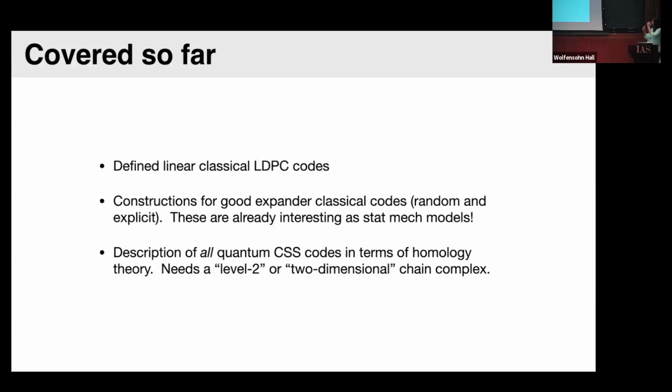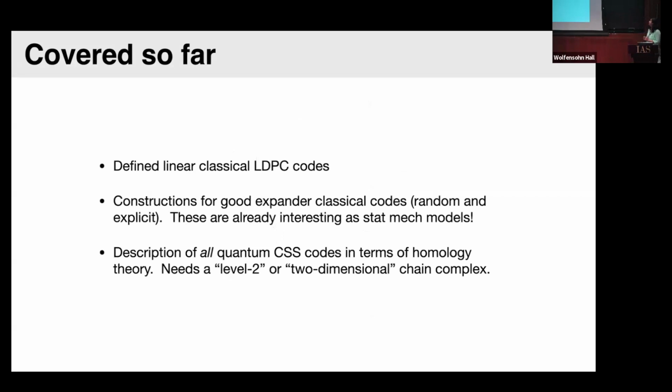Okay, so let's continue from yesterday. What we have covered so far is that I defined linear classical LDPC codes for you, and I showed you constructions for good expander classical codes, both random and explicit. And what's nice is that even at the classical level, these models are already interesting as new types of fun StatMech models. Again, we're having a lot of fun playing around with these models from a more physicsy perspective.